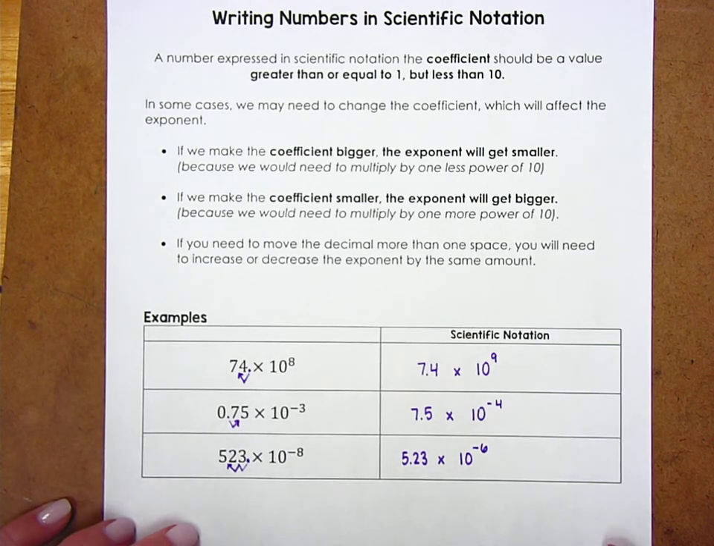Again, as a general rule of thumb, if you make your coefficient bigger, your exponent will get smaller. And if you make your coefficient smaller, then your exponent is going to get bigger.